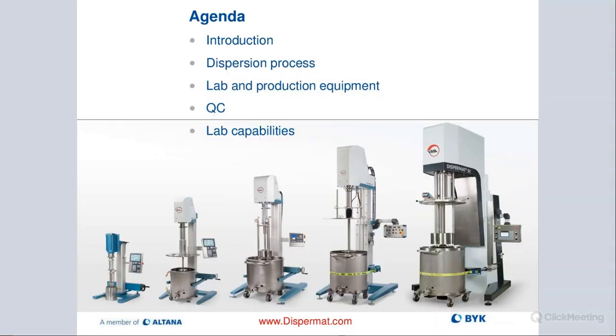All right, with that, we'll dive right in. First, we're going to do a little introduction about the company and the relationship that VMA-Getzmann has with BIC. Then we're going to talk about the dispersion process, just a quick review. And we're going to go right into the media milling component, and then we'll close it out with some review of different types of equipment that are used in the milling process.